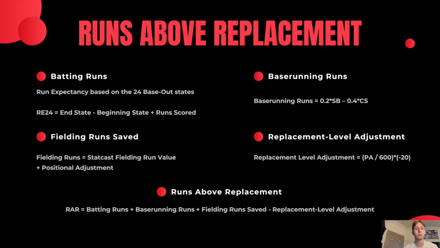The replacement level adjustment term is equal to plate appearances divided by 600 times -20. This assumes replacement level players contribute approximately 20 runs fewer per 600 plate appearances. When we put all these together, we get RAR: batting runs, base running runs, fielding runs, subtracted by replacement adjustment.